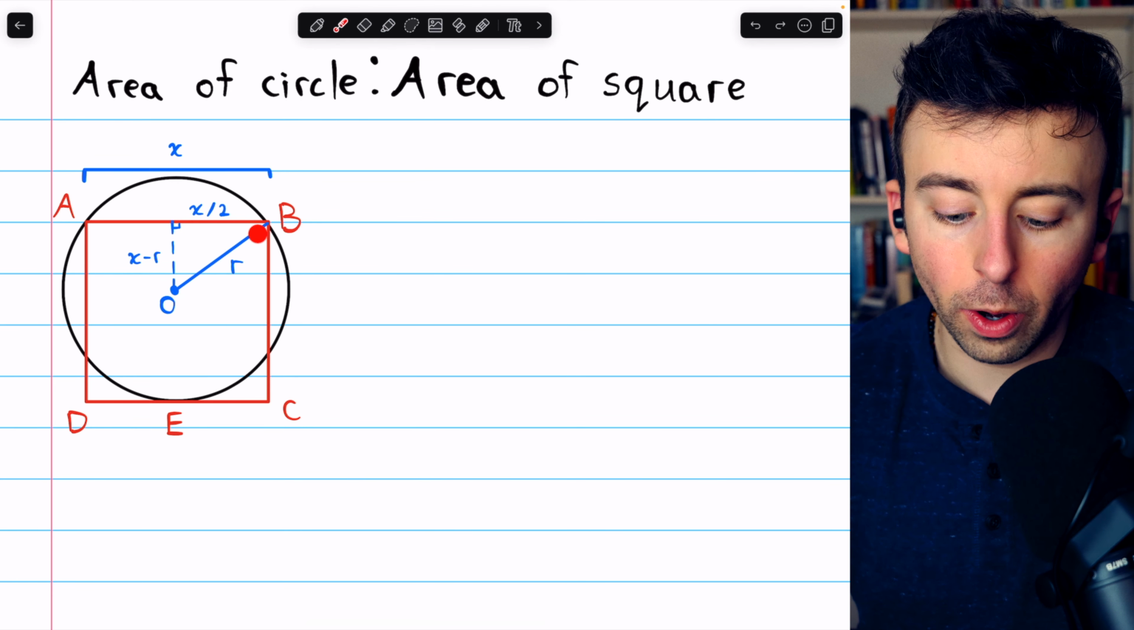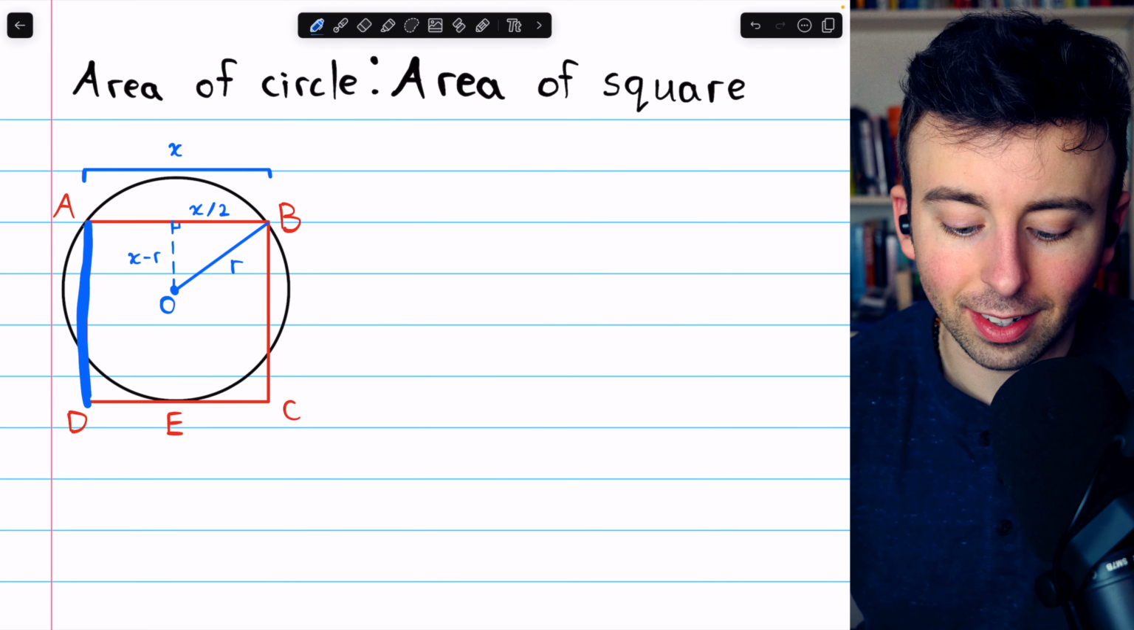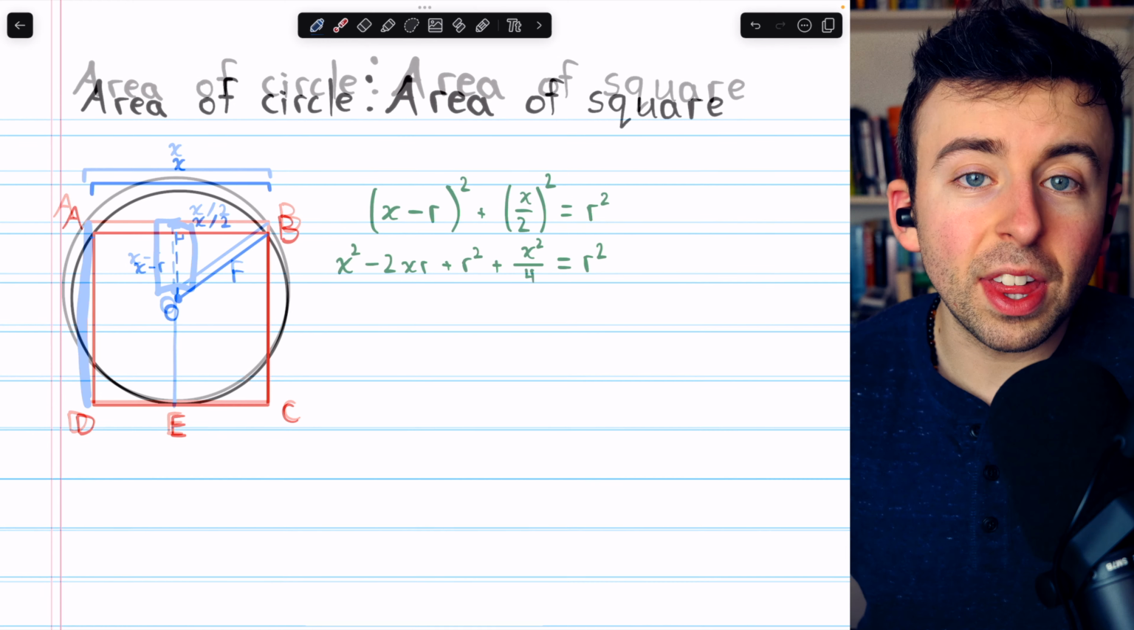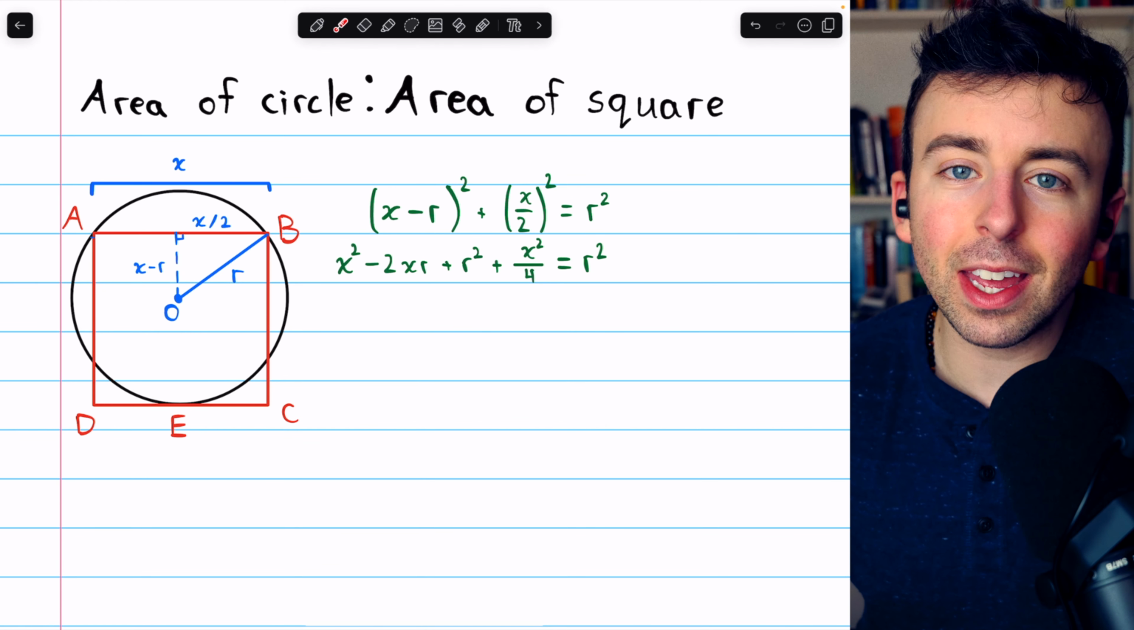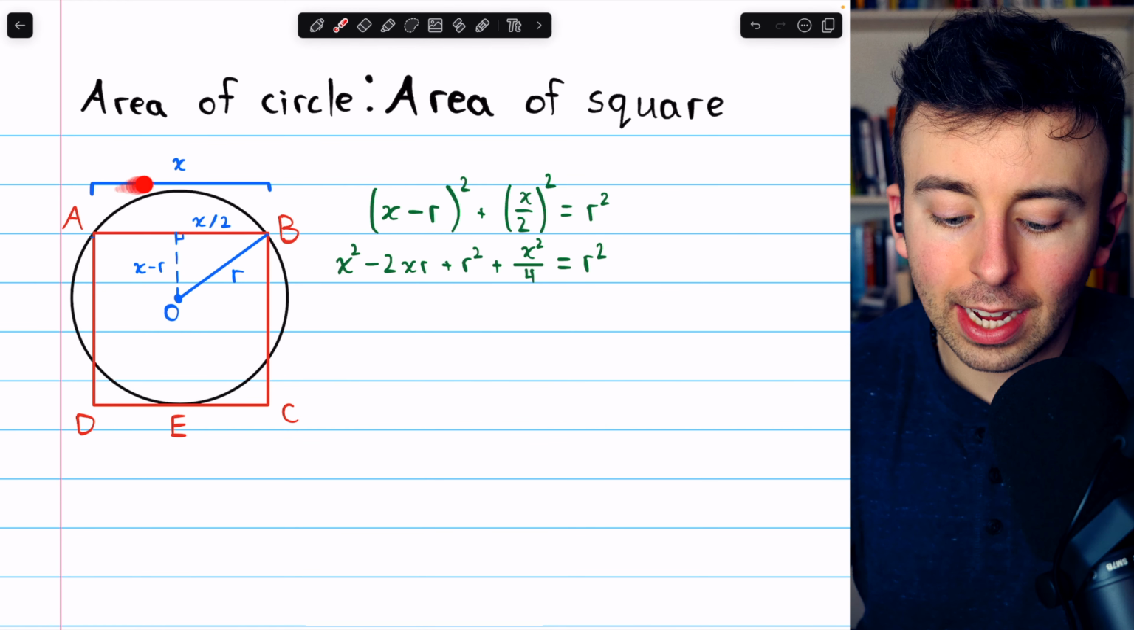Now this segment here has a length of x minus r, because x is the side length of the square, that's this distance here, but then we have to subtract this radius of the circle. That's going to give us that distance. So x minus r. With that, all that's left for us is a little bit of Pythagorean theorem in order to connect the side length of the square, x, to the radius of the circle, r.